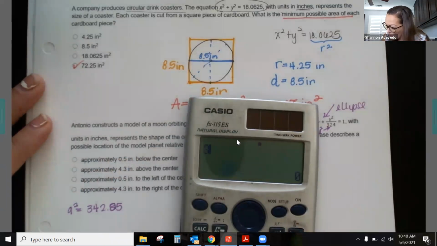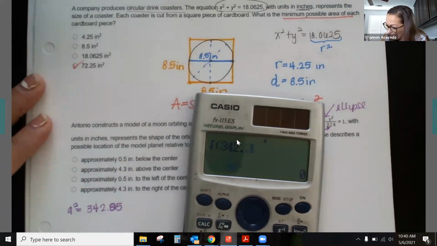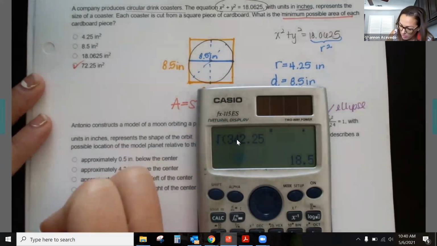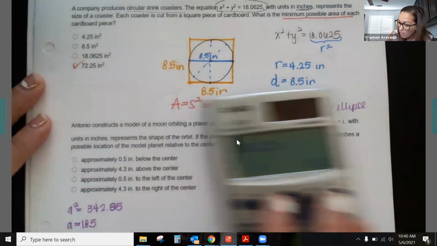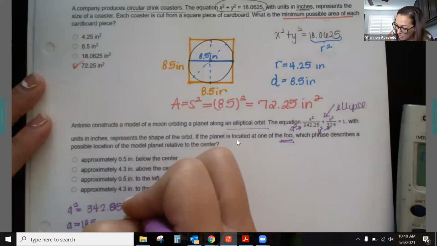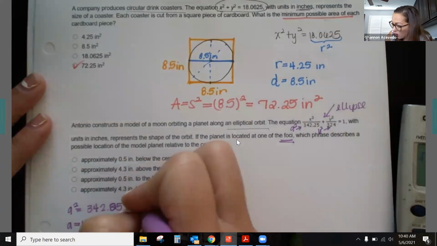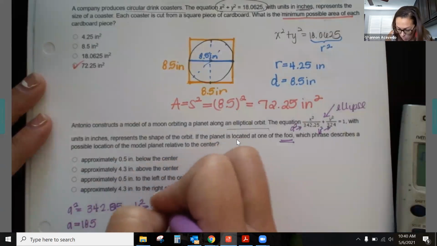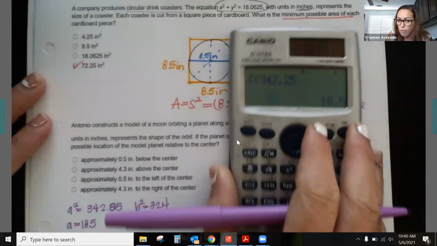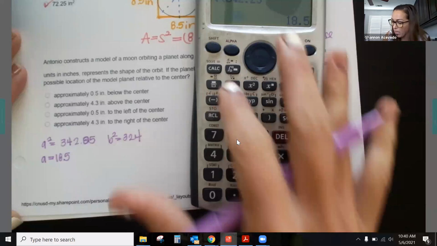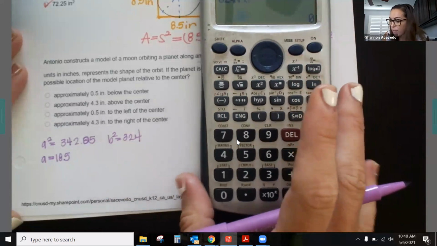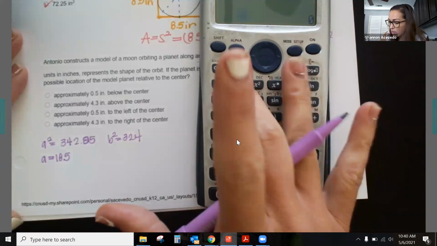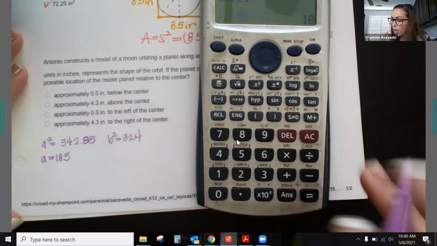So the square root of 342.25. So A is equal to 18.5. I know my B squared is equal to 324, some of you guys already know, just going to be my 18. But again, I like to kind of work some of the stuff in the calculator for you guys. Square root of 324 is 18.